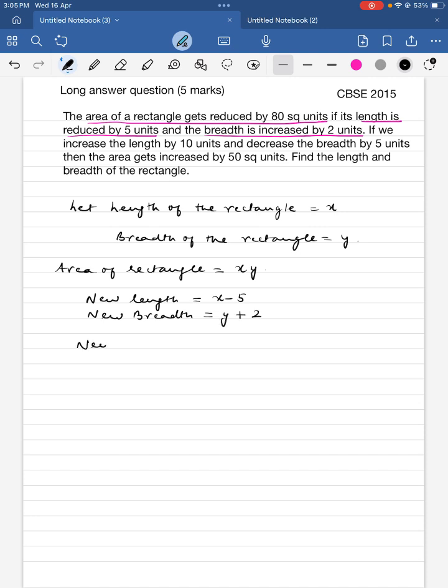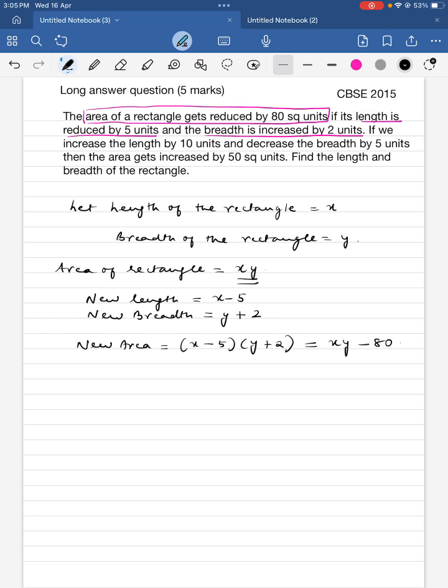So, what will be the new area of the rectangle now? It's going to be again length times breadth, right? So that is (x minus 5) times (y plus 2). But they've also mentioned that this new area now is the old area reduced by 80 square units. See, they've mentioned that the area of the rectangle gets reduced by 80 square units. So what was the old area? It was x times y. xy minus 80.